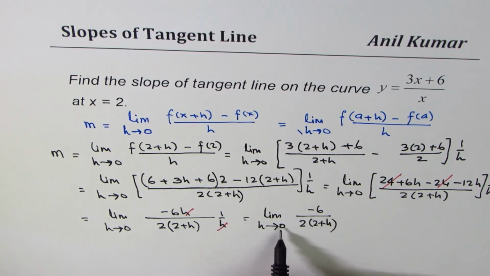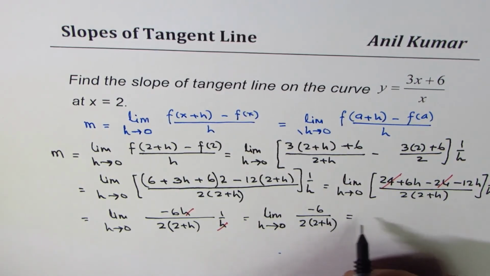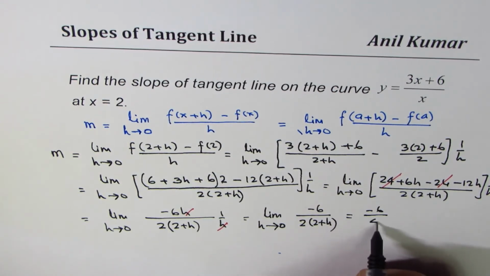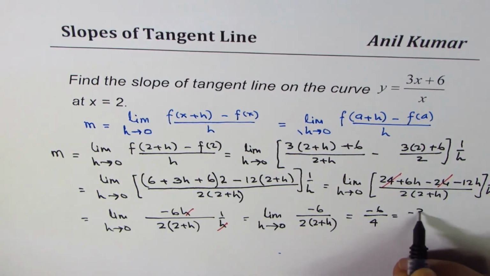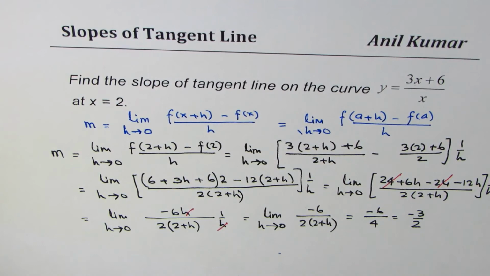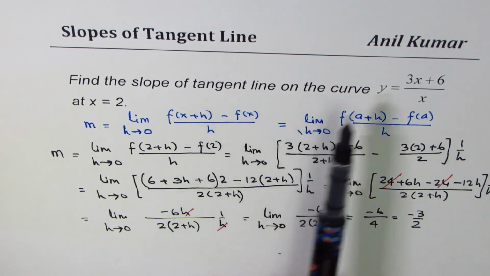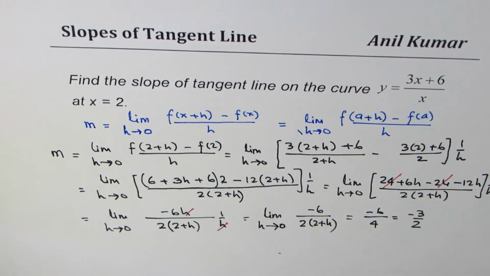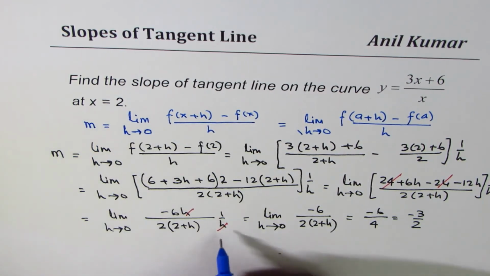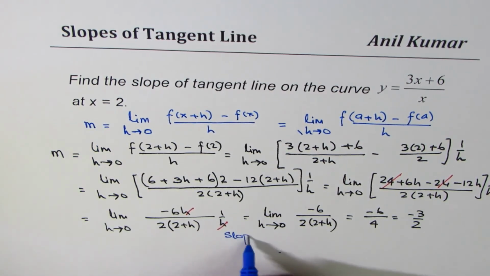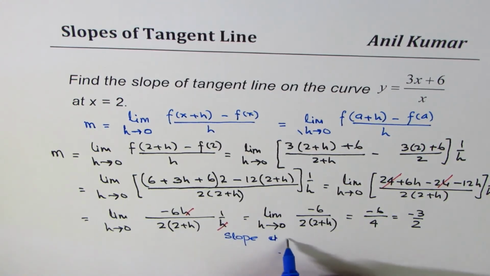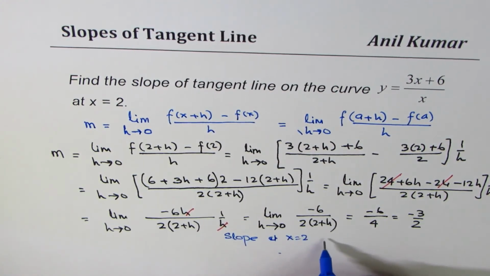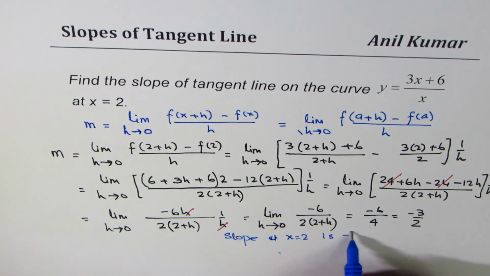So if I substitute h as 0, I get minus 6 over 4, which is minus 3 over 2. So the slope of the tangent line on this curve is minus 3 over 2 at x equals 2, right? So the answer is: the slope at x equals 2 is minus 3 over 2.